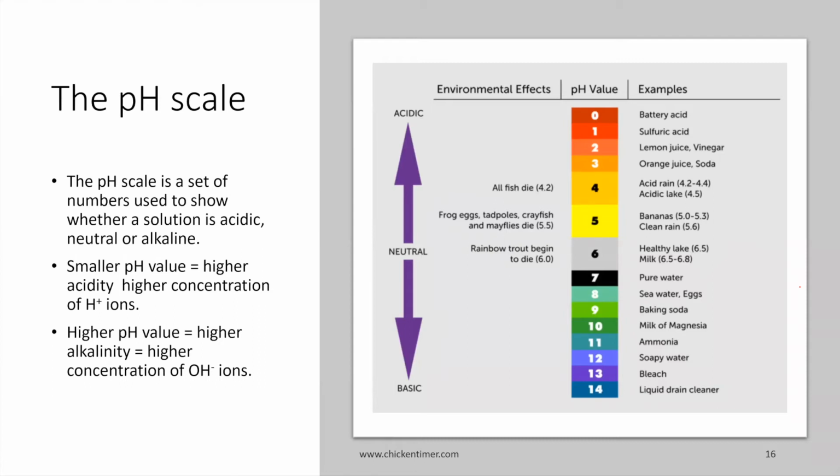The pH value starts from 0 to 14. 7 is neutral, just this point. Then 0 to 6 is acidic, and from 8 to 14 is basic or alkaline. At a pH value of 0, meaning this point, the smaller the pH value, the higher the acid concentration. That means the higher the concentration of H+ ions.